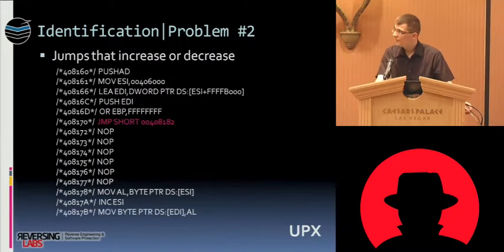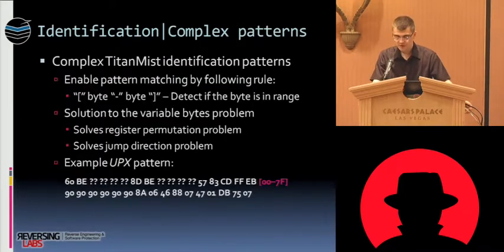So the problem number two we saw. The problem number two relates to random bytes that can be used as well. If you look at the highlighted part, that's a jump. And throughout the versions of UPX, that jump can have certain values. So it can increase or decrease in jump length. So in order to have a simple signature that's not just going to be a bit masking for the value of the jump, we added ranges.